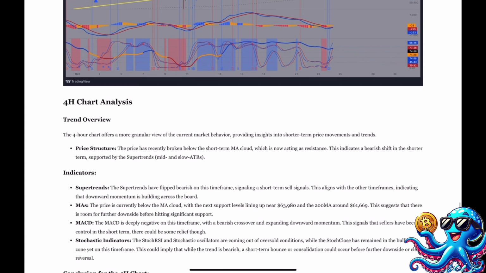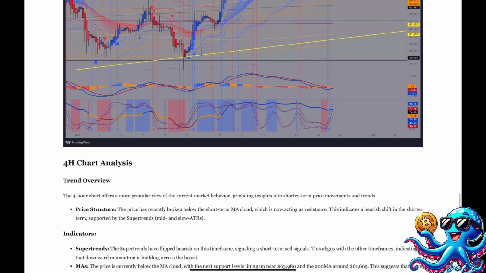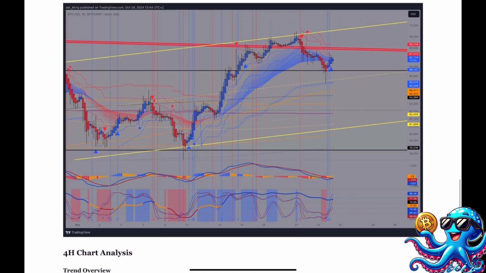4H chart analysis. Trend overview. The 4-hour chart offers a more granular view of the current market behavior, providing insights into shorter-term price movements and trends. Price structure. The price has recently broken below the short-term MA cloud, which is now acting as resistance. This indicates a bearish shift in the shorter term, supported by the supertrends, mid and slow ATRs.